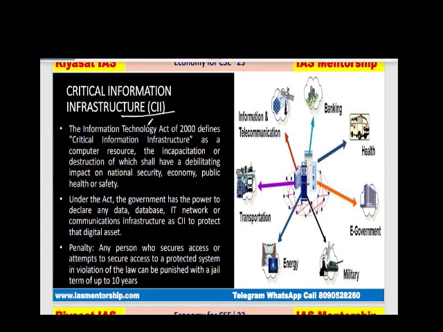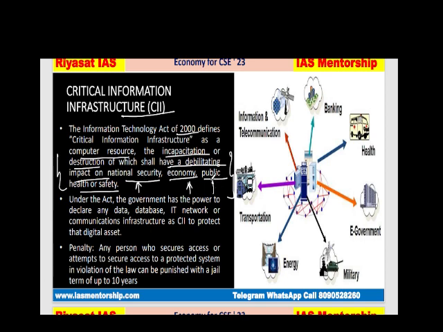Critical information infrastructure is very important. Why is it important? Let us see. Basically, the IT Act of 2000 defines your CII. What is CII? A computer resource, the incapacitation or destruction of which shall have a debilitating impact on national security, economy, public health and safety. This is a technological infrastructure such that if it ever gets incapacitated, meaning it stops working, or gets hacked, that will have a very great impact on national security, economy, public health and safety.